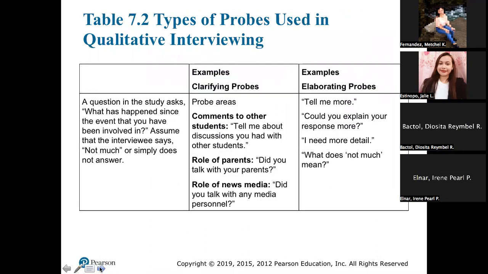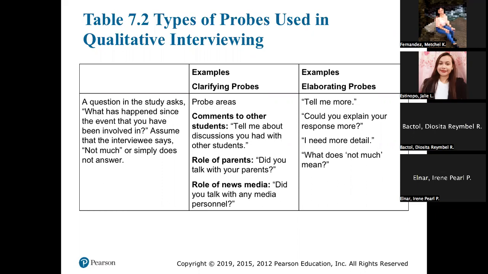Okay, table 7.2, types of probes used in qualitative interviewing. Jolly Istinopo, could you read that one? Yes, sir. Good morning. So, table 7.2, types of probes used in qualitative interviewing.